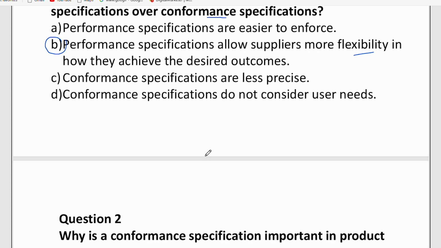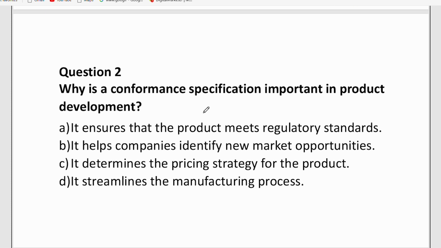Okay. Another question here could be, why is conformance specification important in product development? Is it because it ensures the product meets regulatory standards? Or it helps the company identify new market opportunities? Not really. It determines the pricing? Not really. It's more because it ensures that the product meets the regulatory standards.